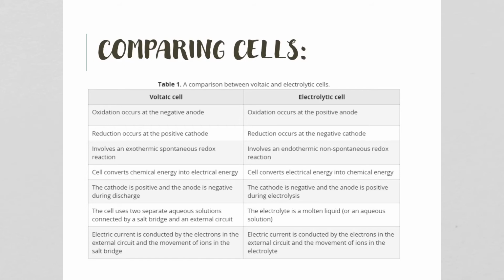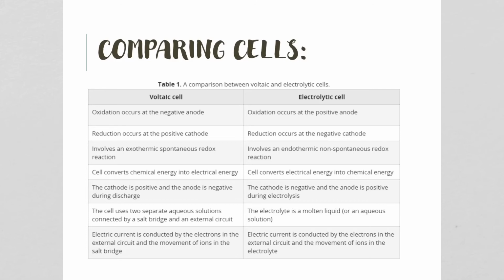In a voltaic cell, the cathode is positive and the anode is negative during discharge, whereas it's the opposite in an electrolytic cell. The cathode is negative and the anode is positive during electrolysis. In a voltaic cell, we have two separate aqueous solutions connected by a salt bridge and an external circuit, whereas the electrolyte in the electrolytic cell is a molten liquid or an aqueous solution. In a voltaic cell, the electric current is conducted by the electrons in the external circuit and the movement of ions in the salt bridge. That's how you get your current to flow.